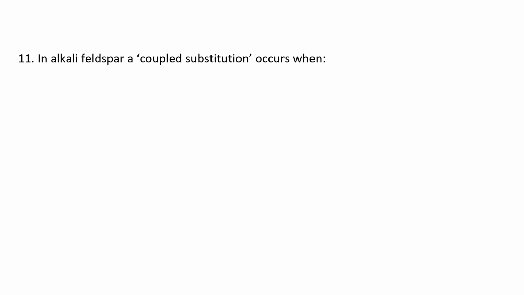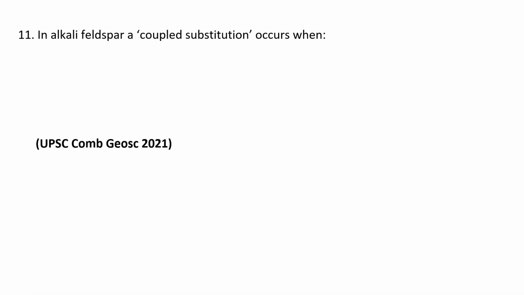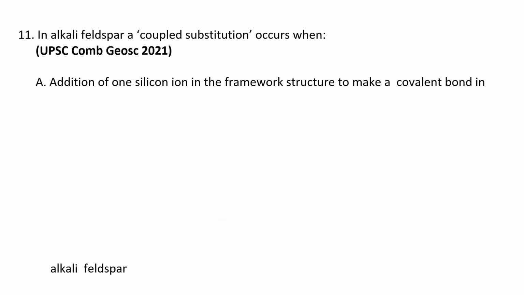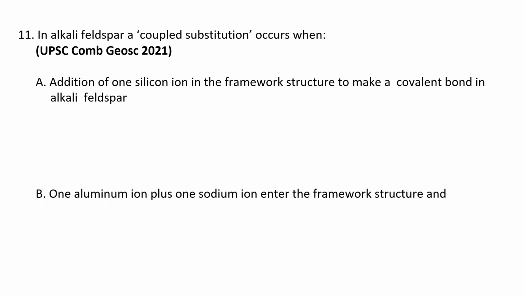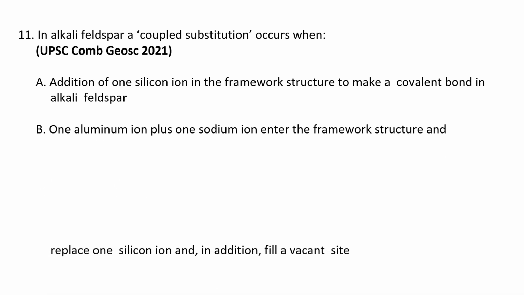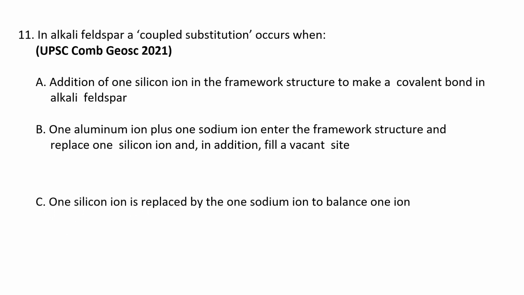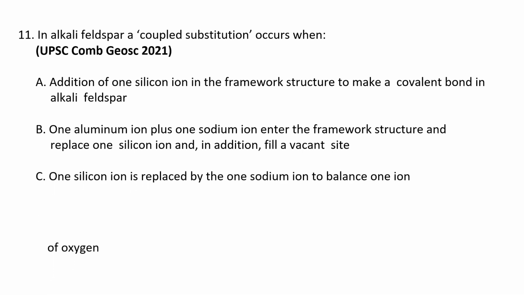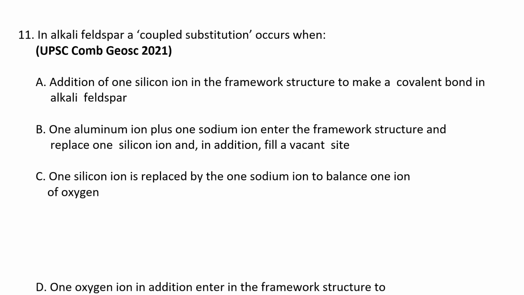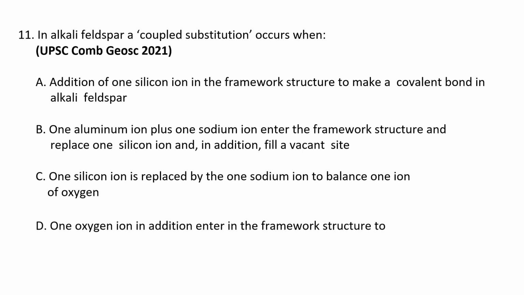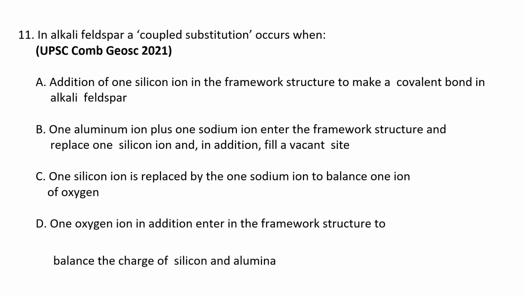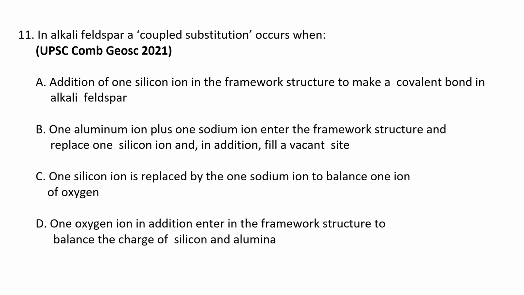Next question. In alkali feldspar, a coupled substitution occurs when A. addition of one silicon ion in the framework structure to make a covalent bond in alkali feldspar, B. one aluminum ion plus one sodium ion enter in the framework structure and replace one silicon ion, in addition, fill a vacant site, C. one silicon ion is replaced by one sodium ion to balance one ion of oxygen, and D. one oxygen ion in addition enters in the framework structure to balance the charge of silicon and aluminum.